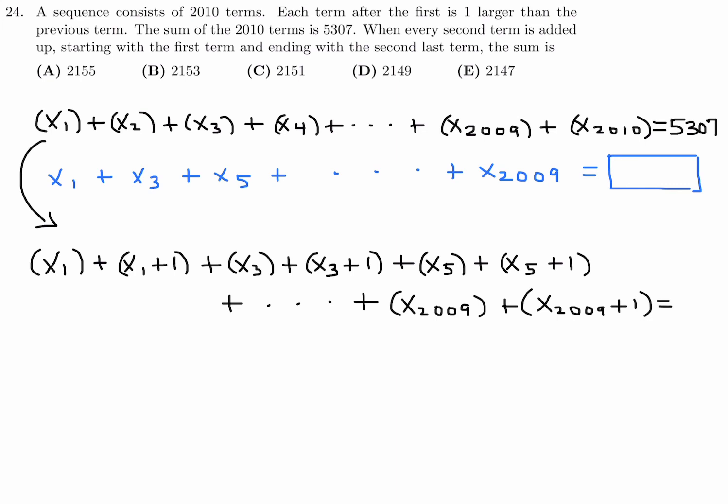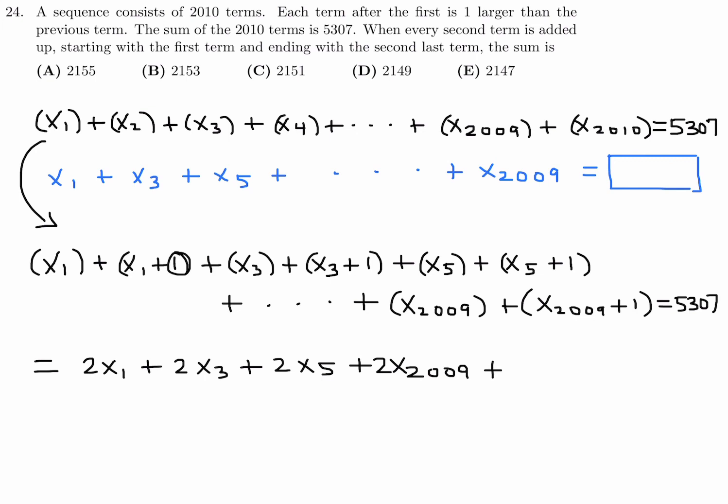And this is, of course, 5307. Now, when you write it like this, you can start grouping. For example, you'll notice that the x1 appears twice. So you have 2x1, and then the x3 appears twice, 2x3, and so on, all the way up to x2009. That appears twice. But then you have all these ones that need to be added.